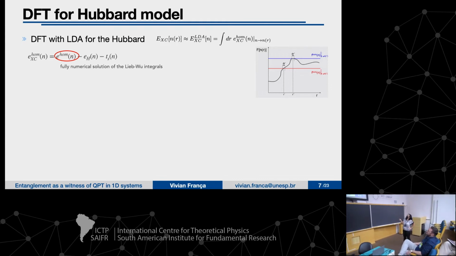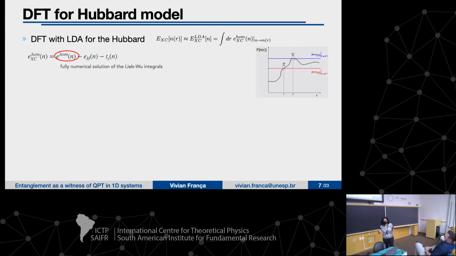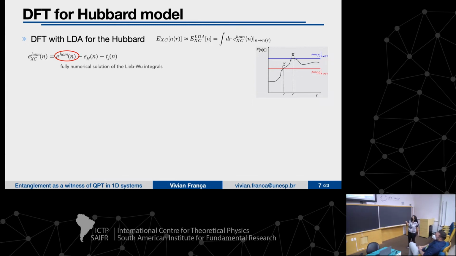In general, we consider that locally the density does not vary much. So we can use information from the homogeneous system, where the density does not vary, locally replacing the density by the density of the inhomogeneous system at position r, okay? But notice that we still have to give some input for this LDA approach. The input is some exact data or some approximation for that quantity in the homogeneous limit. Here we do the following: for the exchange-correlation term, we use exact but numerical data, the numerical solutions of the Liouville equations for the 1D Hubbard model.